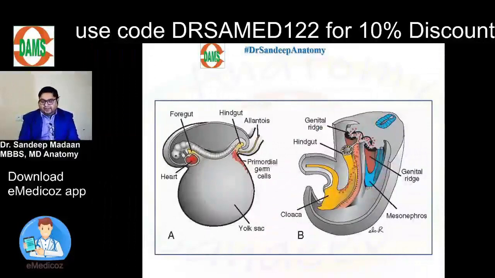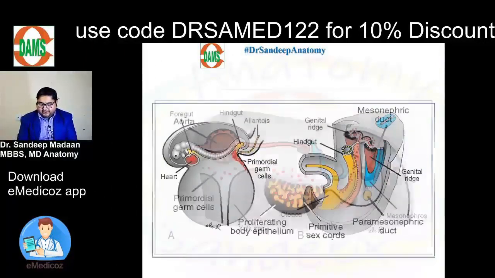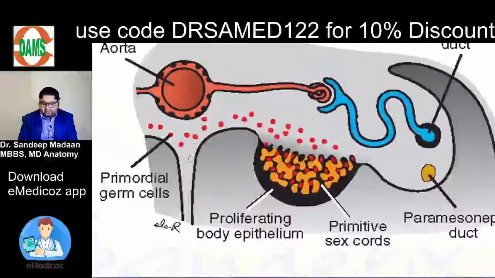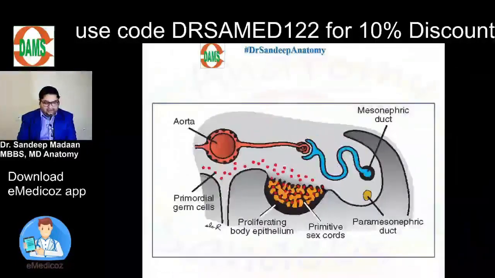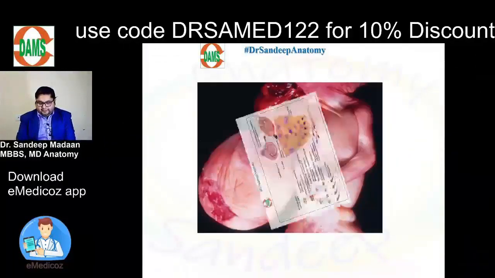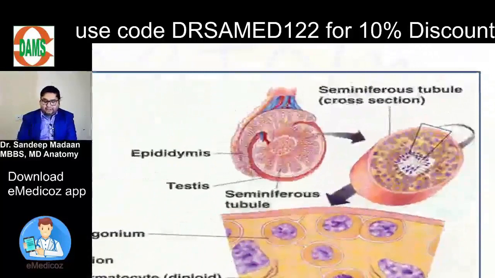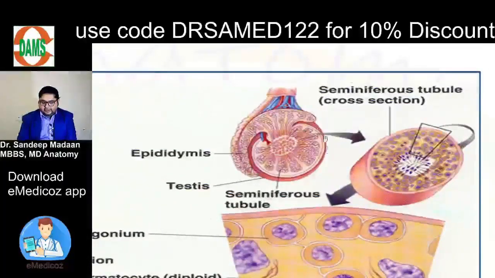Yes, so we have seen the cells which have reached the developing gonads here. In this diagram we can see the enlarged picture. This is the developing gonads and the incoming primordial germ cells. And now onward, primordial germ cells will be called Spermatogonia or Oogonia. And we started with the spermatogenesis process. See, this is where the spermatogenesis is taking place. So this is the testes.